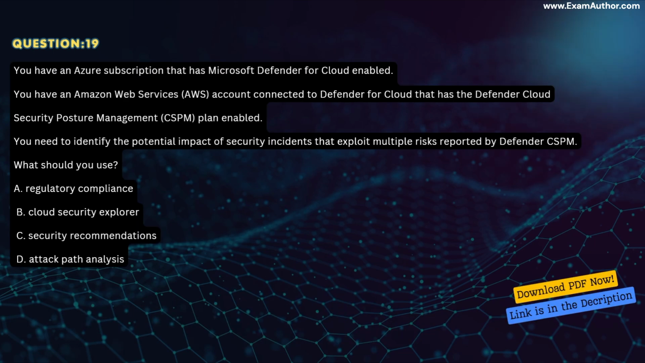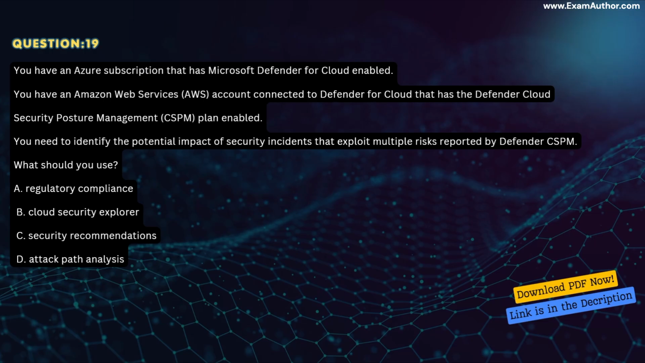Question 19. You have an Azure subscription that has Microsoft Defender for Cloud enabled. You have an Amazon Web Services (AWS) account connected to Defender for Cloud that has the Defender Cloud Security Posture Management (CSPM) plan enabled. You need to identify the potential impact of security incidents that exploit multiple risks reported by Defender CSPM. What should you use? A. Regulatory compliance. B. Cloud Security Explorer. C. Security recommendations. D. Attack Path Analysis.